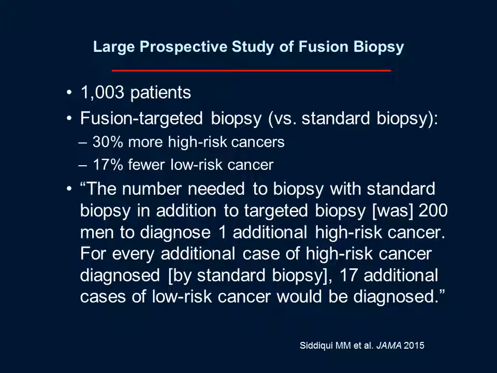And in this study, fusion-targeted biopsy versus standard biopsy resulted in 30% more high-risk cancers, but 17% fewer low-risk cancers. And, quote, the number needed to biopsy with standard biopsy, in addition to targeted biopsy, was 200 men to diagnose one additional high-risk cancer. But for every additional case of high-risk cancer diagnosed by standard biopsy, 17 additional cases of low-risk cancer would be diagnosed.